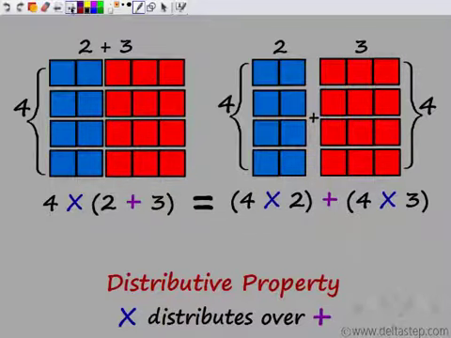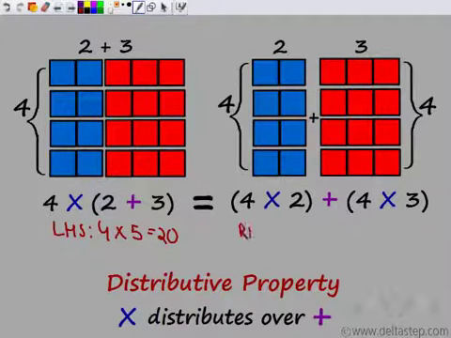Now mathematically also we can solve it. This would be 2 plus 3 is 5 and 4 into 5 gives me 20. So this is the left hand side. If I try to solve the right hand side, I have 4 into 2 which is 8 plus 4 into 3 which is 12, and 8 plus 12 again gives me 20. So 20 both sides, this is equal to this. I can see that multiplication distributes over addition.